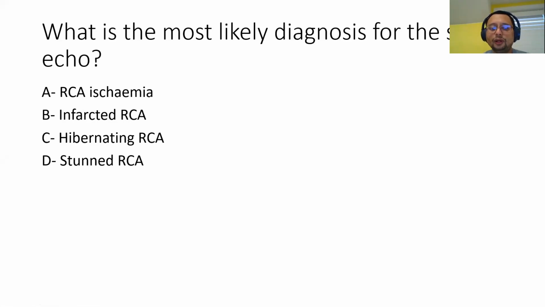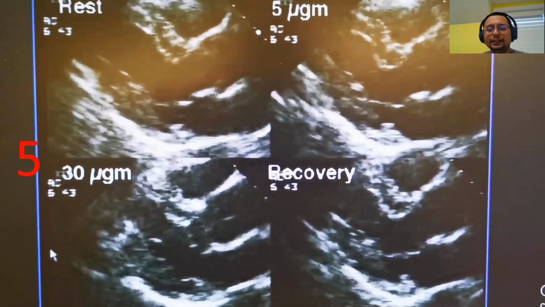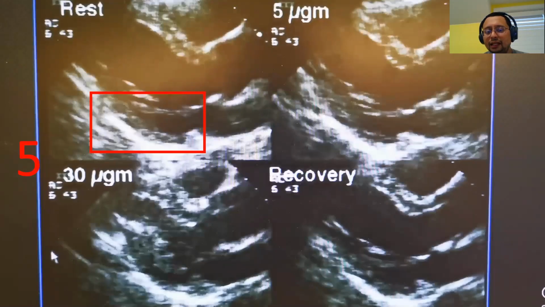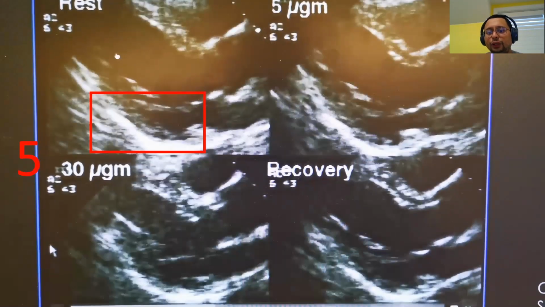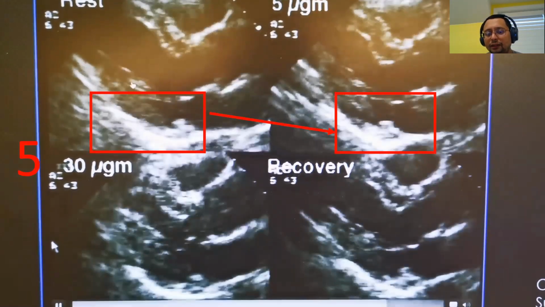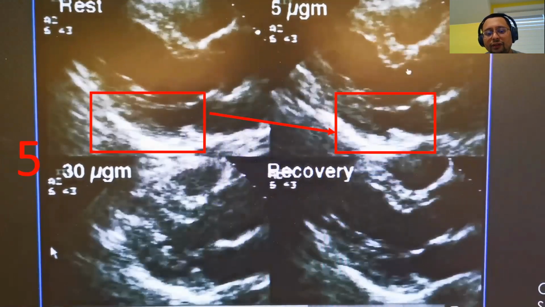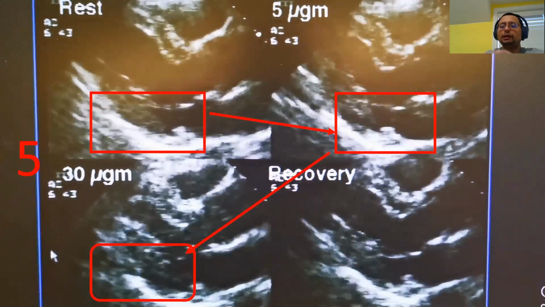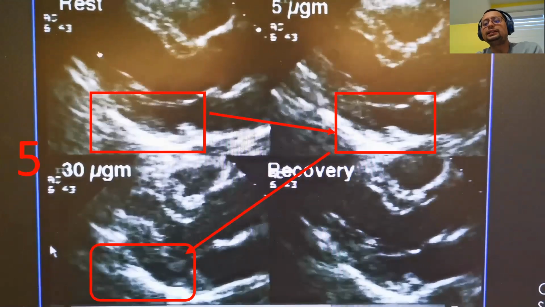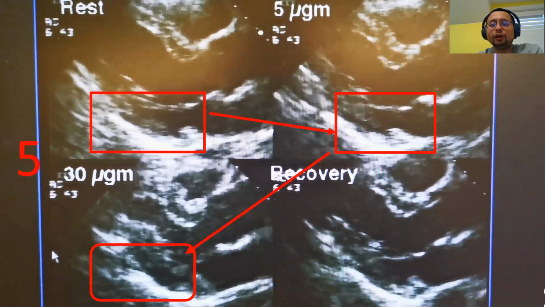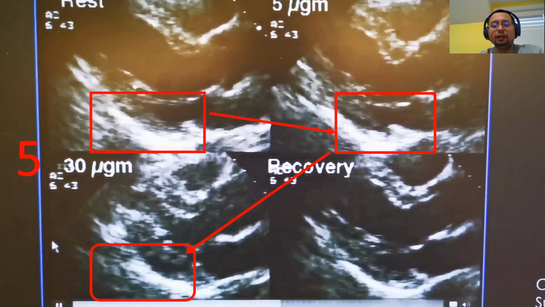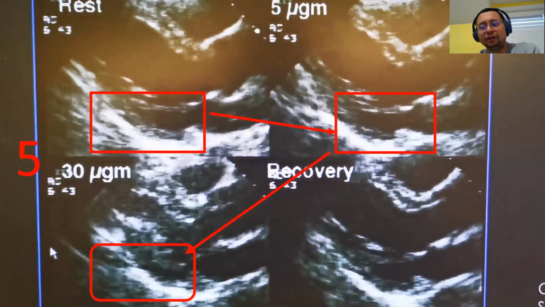I'm sure by now you already know that this is actually a stunned RCA. Looking at the regional wall motion abnormalities of the right coronary artery segment, it starts with hypokinesia. When you give 5, it continues to get better, and when we give 13, it becomes even better. So this is a monophasic response. It becomes better all the way, so this is a stunned myocardium. You remember the patient has already been thrombolyzed, meaning that the ventricle is still stunned. You just wait, and hopefully the left ventricle will recover by itself.